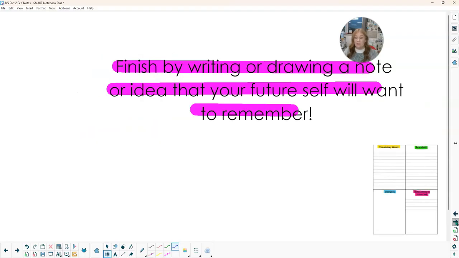So go ahead and finish up and write yourself a note or something that you need to remember in the future about combining like terms.